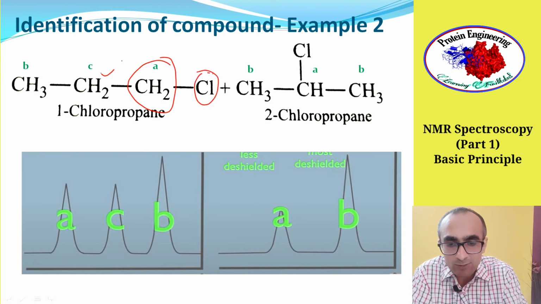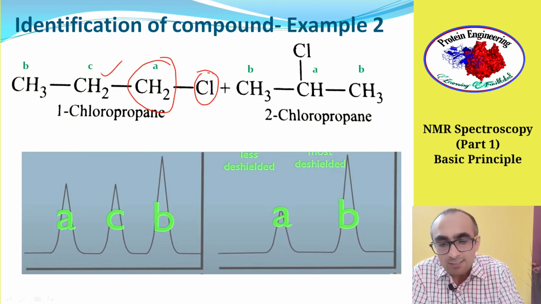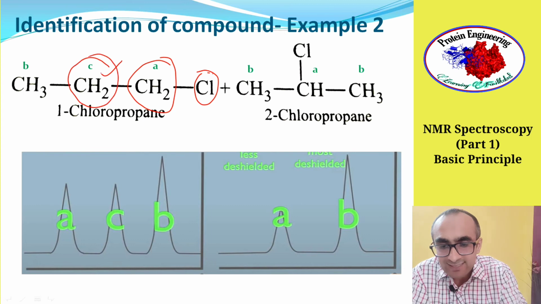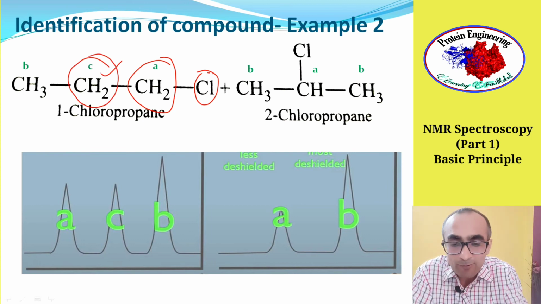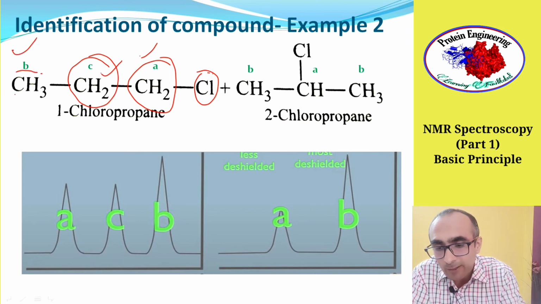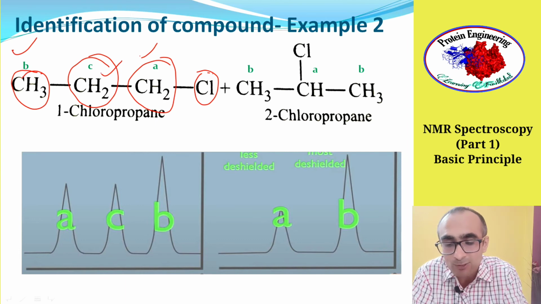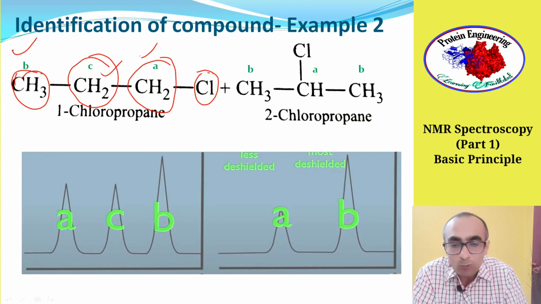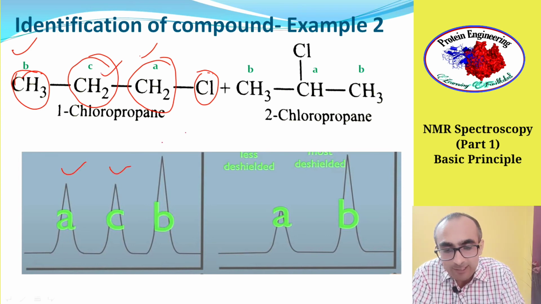On the other side you have CH2, which we are calling C-type. This also has a different environment. One side you have a CH2 group, the other side a methyl group, so this is also unique. And this methyl group CH3 is also unique. All 3 protons are in equivalent positions here too, so they will give a single peak, which we are calling B-type. So 1-chloropropane would give 3 different peaks in the NMR spectrum.